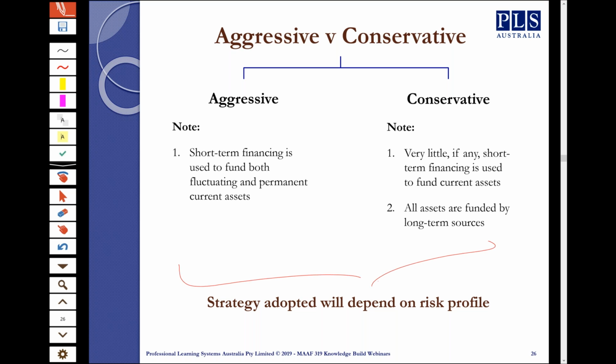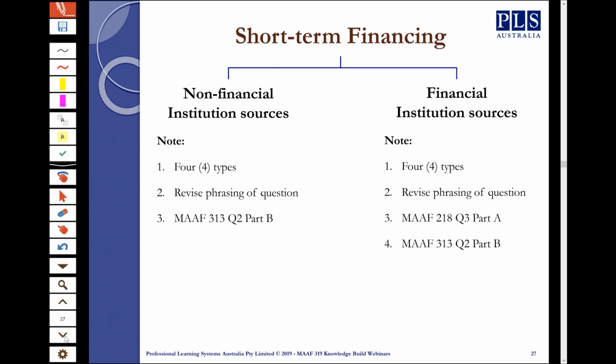Basically, the strategy adopted will be dependent upon your risk profile. And again, the reason I'm highlighting this is that if they walk you in and ask how you would fund this, and they say that they're conservative, then they're going to expect to see very little in the short-term financing area. It'd be more so the medium to long term that they'd be looking for.